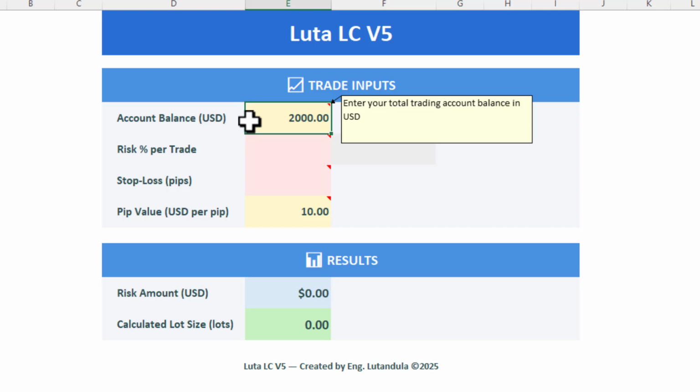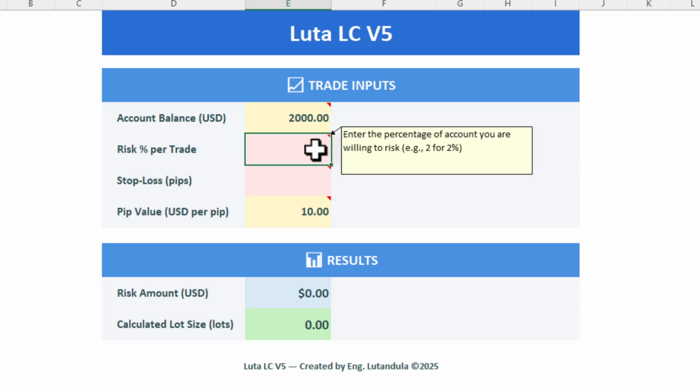All right, now let's talk about one of the most important parts of trading, risk percentage. This is the percentage of your account you're willing to risk per trade. And here is where Luta LC V5 really shines. Because the moment you type in your risk percentage, something magical happens. The calculator instantly shows you a color-coded badge that says safe risk, moderate risk, high risk, reckless risk.